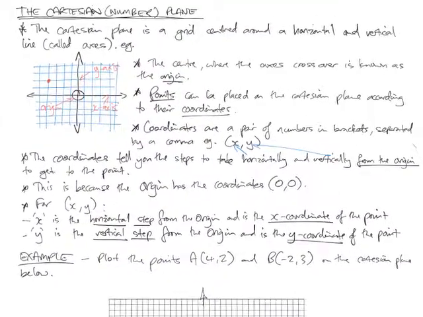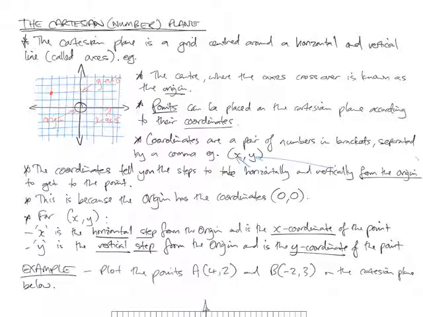So in the example that I put here on this Cartesian plane, this is the origin here. The origin has the coordinates 0, 0. So if I look at the grid and my coordinates are in the order of the horizontal movement and the vertical movement, how far have I needed to go from the origin to get to this point?